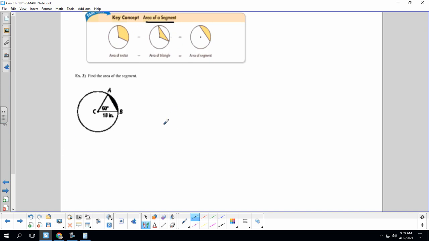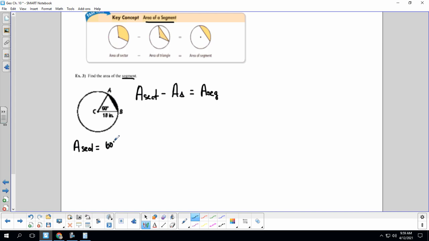So let's take a look at our example problem. We want to find the area of this segment, so we are going to have to find the area of the sector and the area of the triangle, this triangle here, and that's going to give us our area for our segment. So let's do area of a sector first.